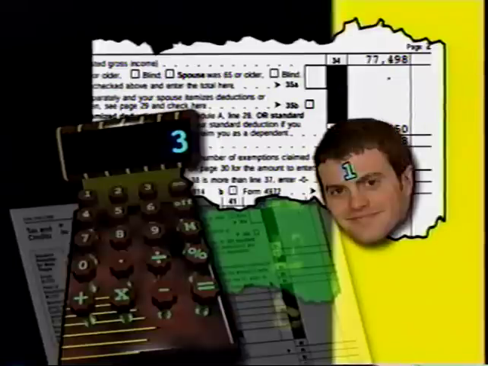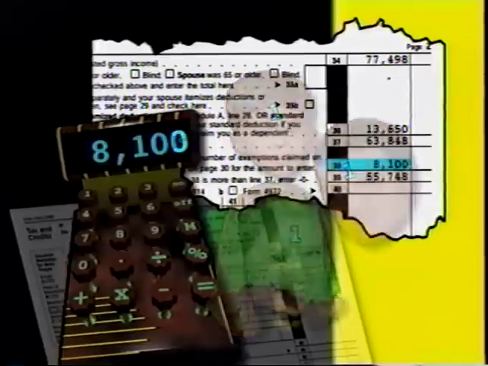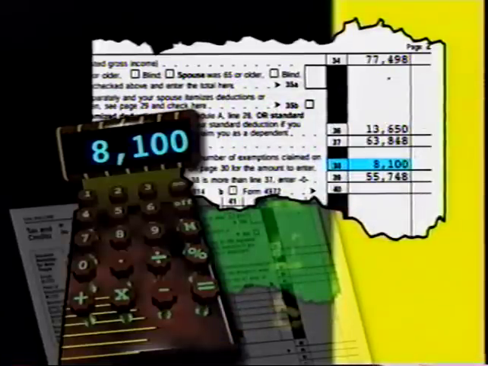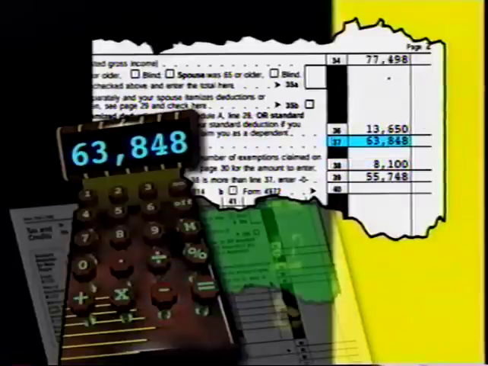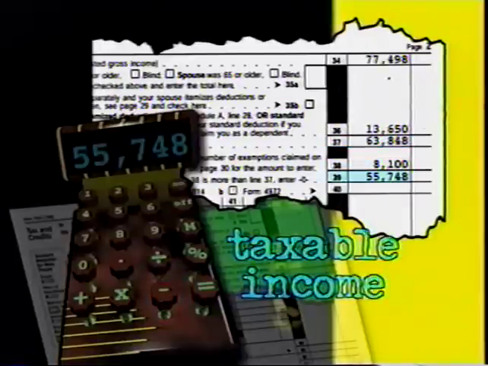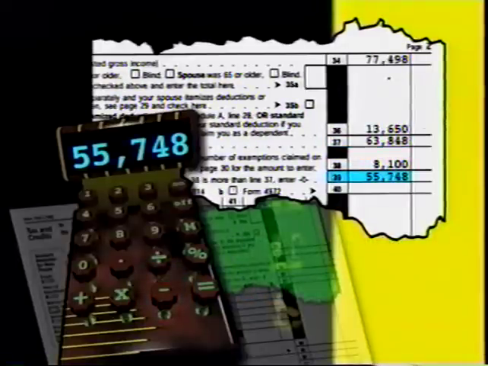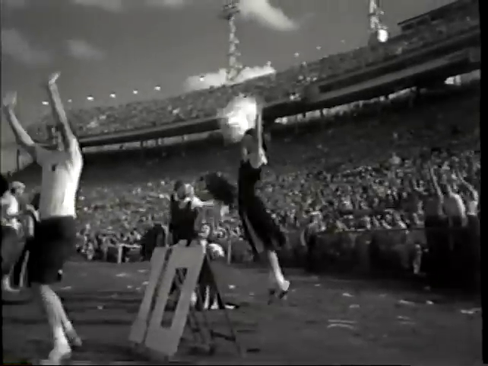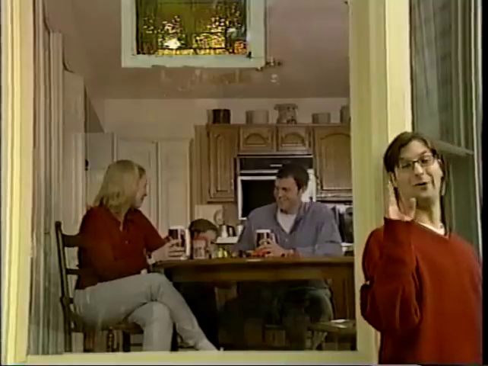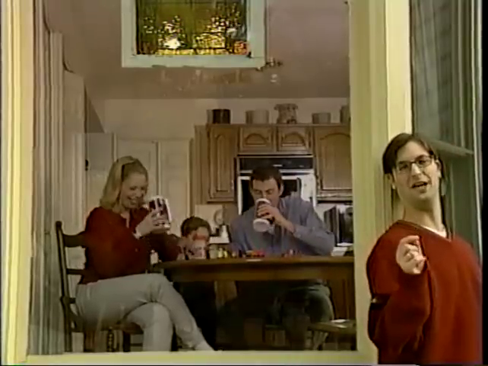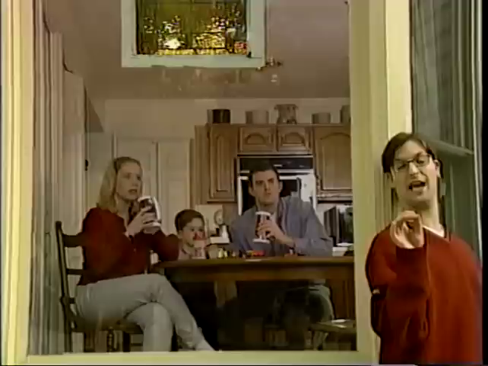It's 3, Archie, Vicky, and Jake, for $8,100. Then we subtract this from line 37 for a taxable income of $55,748. Wow, we're so close we can taste it. We're just about ready to compute the tax the Hendersons owe.